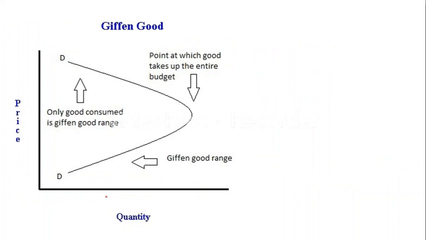Next, here you can see the curve for Giffen goods. This range is known as the Giffen good range. Yes, there is a direct relationship between price and demand. When price increases, quantity demanded also increases.